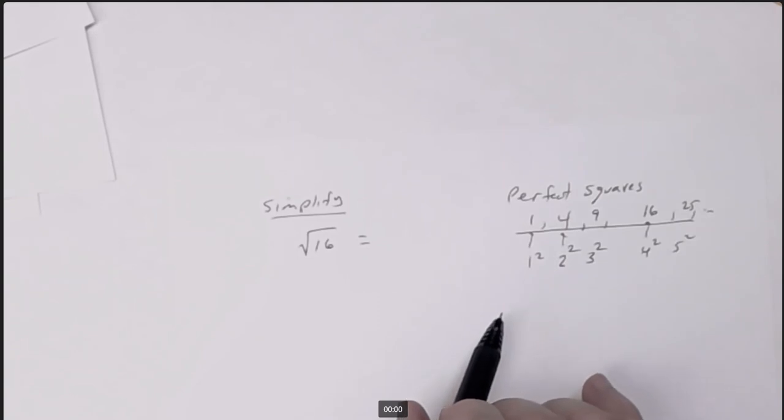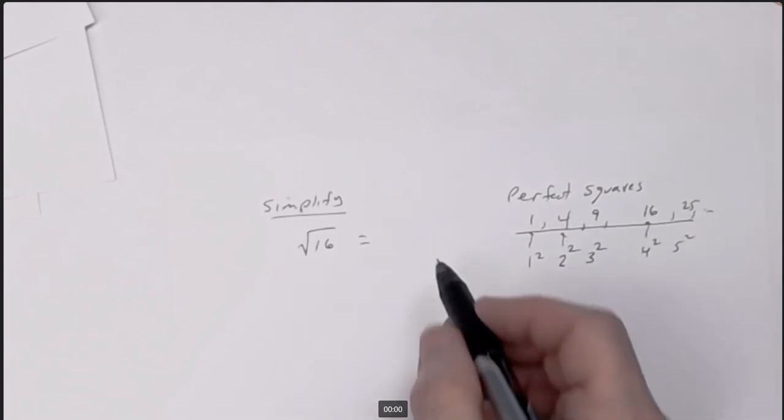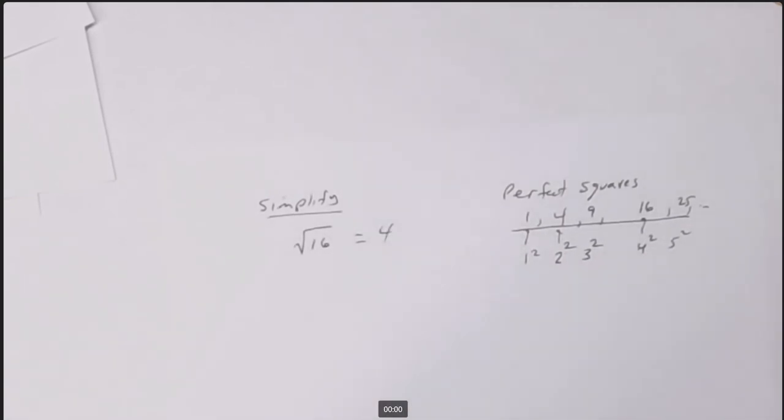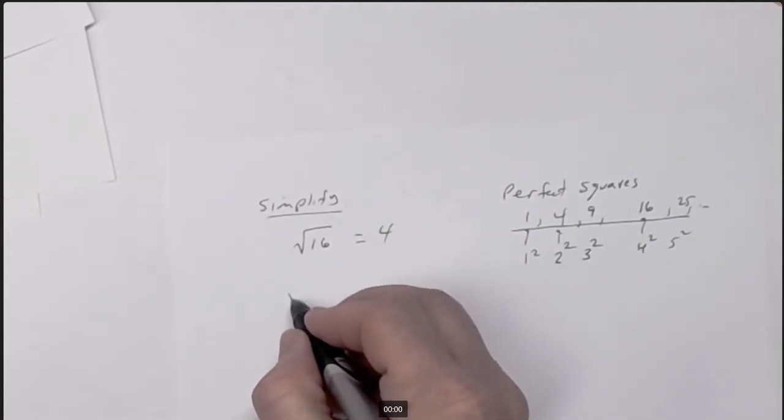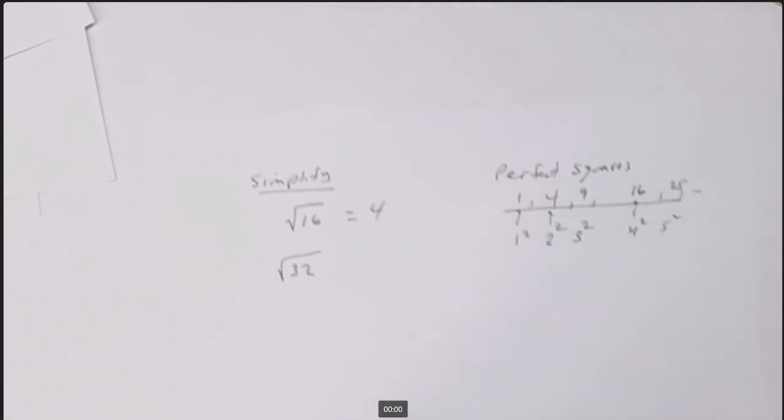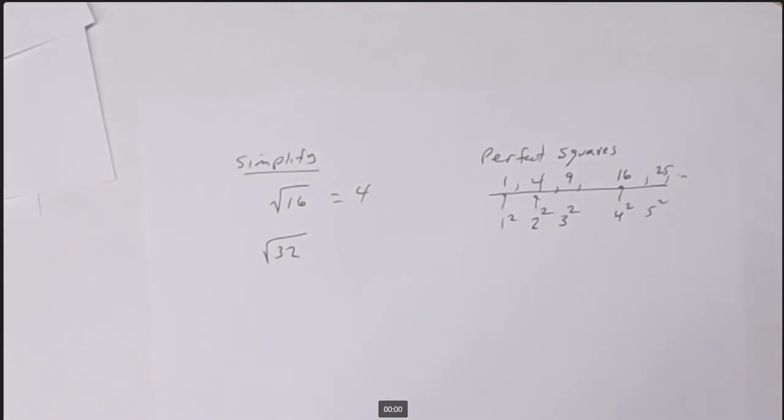Now, what if I had this? The square root of 32. Is 32 a perfect square? No, because there's no number times itself that's going to be 32. But is there a perfect square that goes into 32?